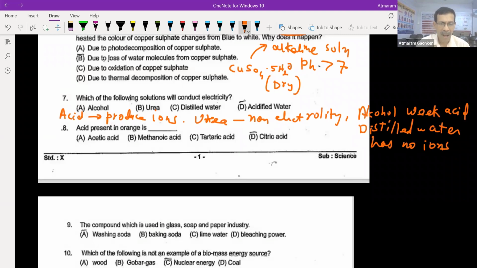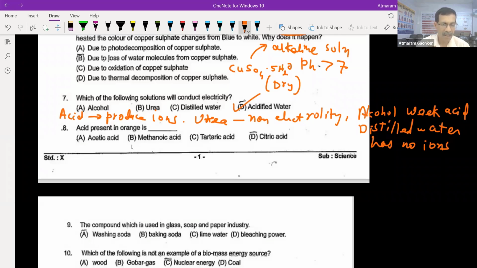So first, alcohol, as I have told you, is a non-electrolyte, a weak acid, so it doesn't conduct. Urea is a non-electrolyte. Then distilled water has no ions. Then acidified water has got ions. Because acid produces ions, that is why D is the correct option.